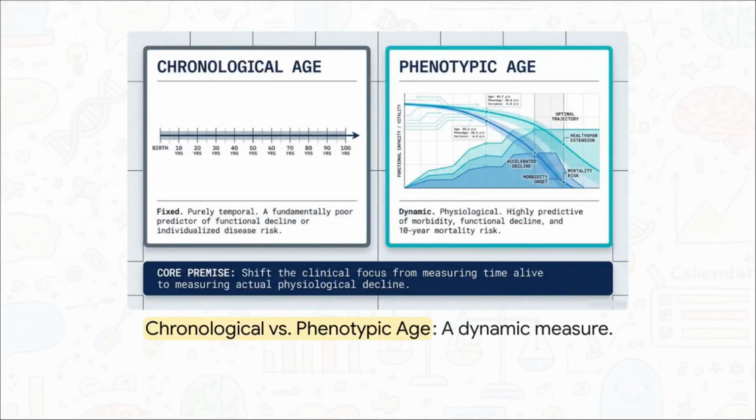And look at the stark contrast here between these two metrics. On the left, you've got chronological age. It's fixed, purely temporal, and honestly, a pretty terrible predictor of functional decline or individual disease risk. But on the right, we have phenotypic age. It's dynamic. It shows actual physiological decline and functional capacity. Most importantly, it's highly predictive of morbidity and a patient's 10-year mortality risk. It literally shifts the focus from how long have you been breathing to how well is your body actually functioning.